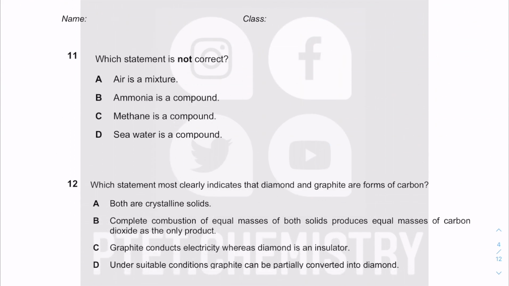Question 11, which statement is not correct? So again, which statement is false? All right. A is a mixture. That is true, as mentioned, around 78% nitrogen, around 20% oxygen, etc. Ammonia, NH3 is a compound. The nitrogen and the hydrogen are combined chemically in a fixed ratio of 1:3, and you have two elements there, okay?